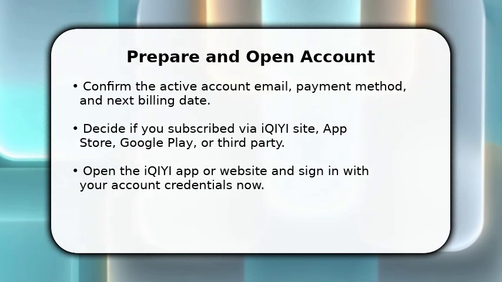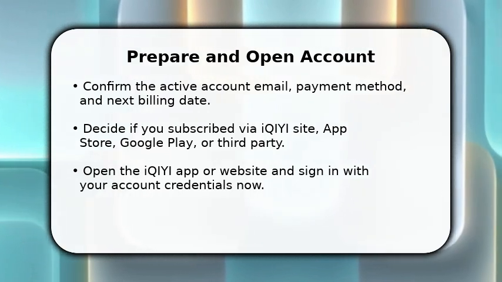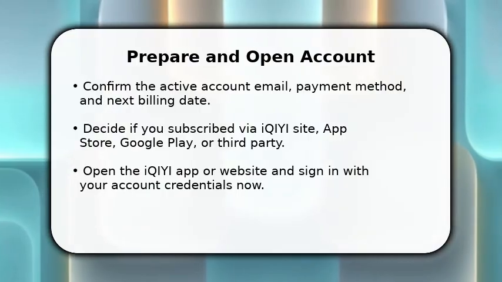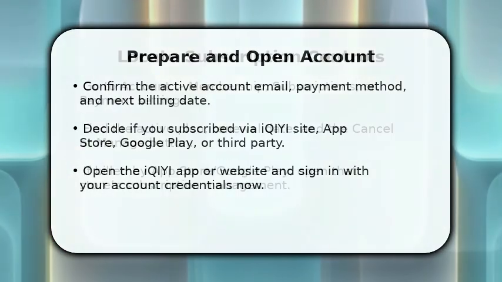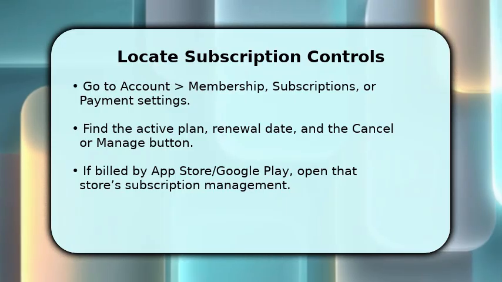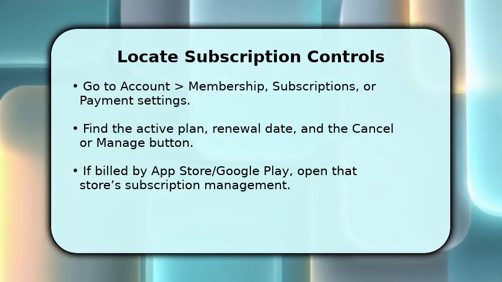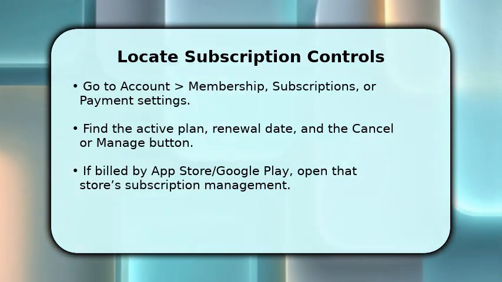Next, navigate to Account then Membership or Subscriptions to find the active plan and renewal date. This is where cancel controls live. Once you see the active subscription, tap Manage or Cancel and read any on-screen consequences like end-of-period access.